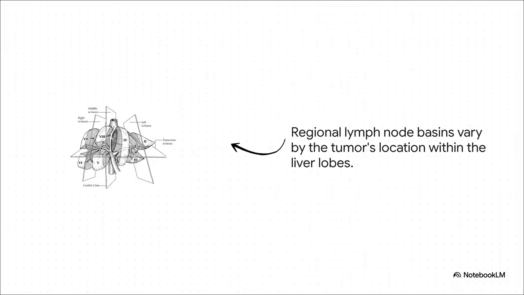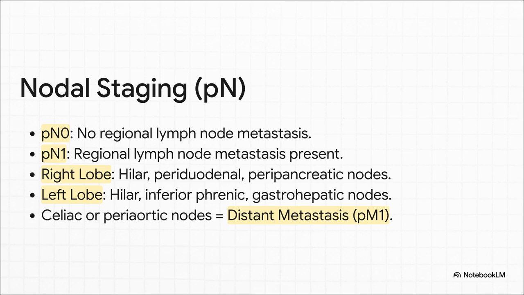Now, when you're assessing lymph nodes, it's so important to remember that the definition of regional totally depends on where the tumor is located inside the liver. This diagram of the liver segments really helps visualize that. A node that's regional for a right-sided tumor might actually be distant for a left-sided one. So the whole key here is knowing which nodes count as regional for right versus left lobe tumors. You find a tumor in a hilar node? Okay, that's pN1. But if you find it in a celiac or periaortic node, whoa, that's a different ballgame. That's considered distant metastasis, and it automatically bumps the patient up to pM1. That is a critical distinction to make.